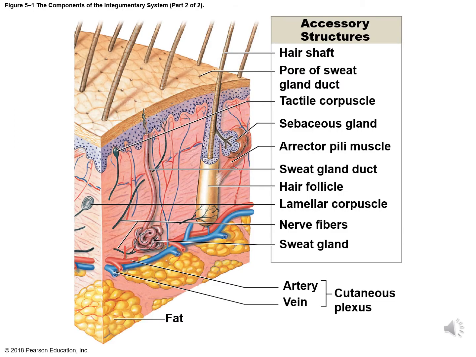This slide provides you with a list of the accessory structures of the integument. These include the hair, which will be made up of the hair shaft and the hair follicle, the nerve fibers, the exocrine glands, which are the sweat gland, and the sebaceous gland, which is an oil gland. Also associated with the sweat gland is a sweat gland duct that will bring the sweat to the surface of the integument. And then we have a few different sensory organs.